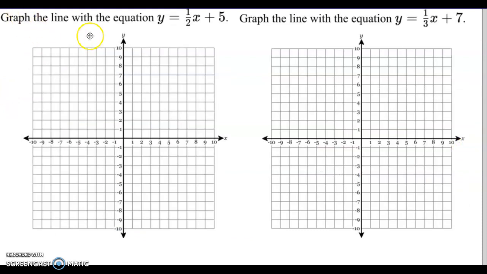Alright, here we're going to graph the line with the equation y is equal to 1/2 x plus 5. We've got the y-intercept, which is 5. We put a point on the y-axis, 0, 5. Now we're going to look at the slope, which is 1 over 2. We're going to go up 1, then go over 2 and make another point. And our last step, we're just going to plot that line just like that.